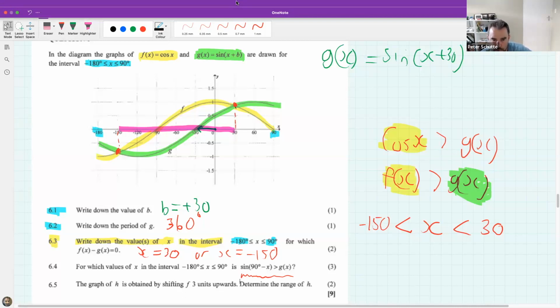And then I want you to put all your attention to question 6.5 now. Last question, it says, the graph of H is obtained by shifting F, the yellow graph, up by 3. Determine the range of H. So I want you to think about what is the function H? What does it look like? And what would the range of H be?